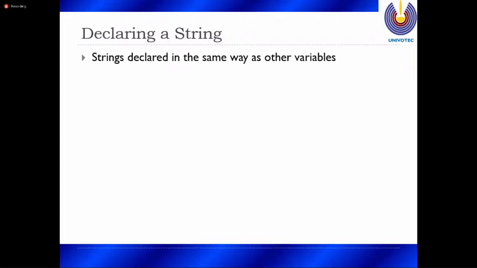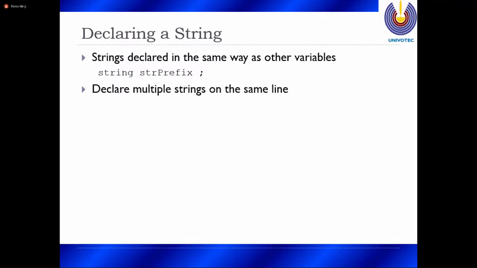Declare the string. String declaration is the same as for any other variable. Write string, then the name of the string, for example string str prefix. That's one declaration. You can declare multiple strings on the same line also, using a comma and the same data type: string strFirstName, strLastName. Then you use the two strings to show the value as a first name and last name. Two variables are there, and they are string type variables.